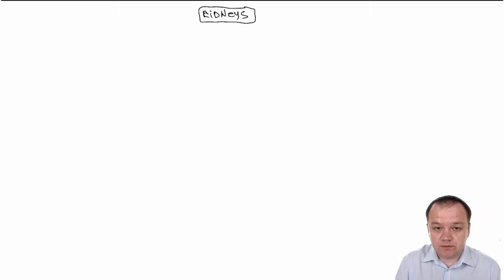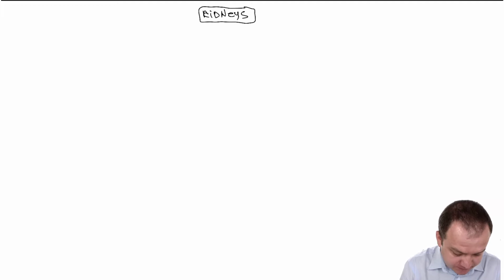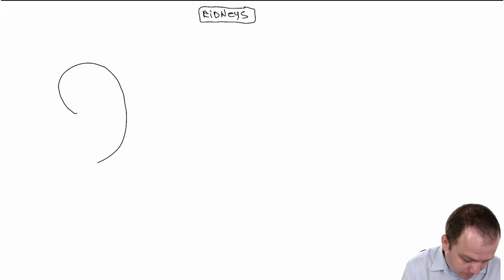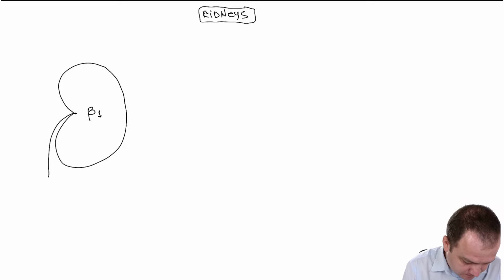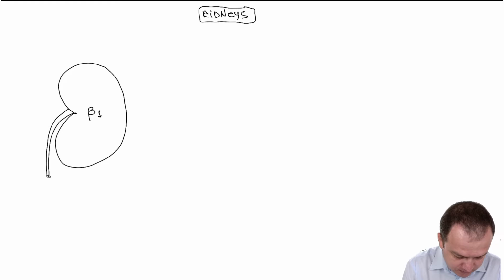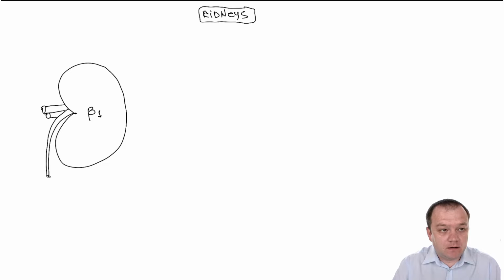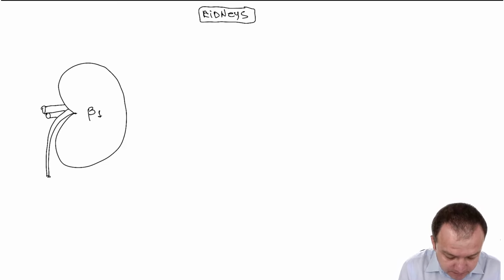In general, maybe you know, maybe you don't know, maybe you will know right now. Kidneys have one type of receptors. This is beta 1 adrenergic receptors. This should look like a kidney. Looks like a kidney, behaves like a kidney, so most likely it is a kidney. In the kidneys, we have beta 1 adrenergic receptors. Where are these beta 1 adrenergic receptors located? They are located in juxtaglomerular cells.